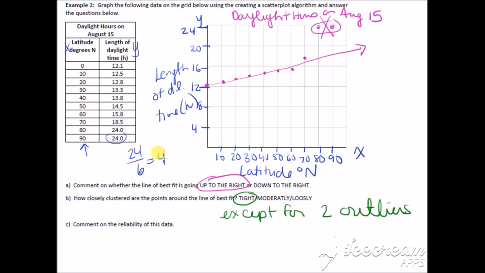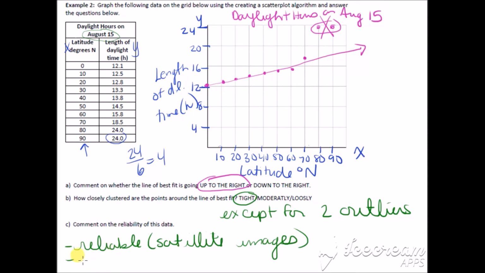Okay, comment on the reliability of the data. I think the length of daylight around August 15th is going to be approximately the same every year. It's probably consistent, it's probably reliable because it was satellite images. I hope that's how you spell satellite images. And like the Earth, the seasons and daylight are generally the same each year.